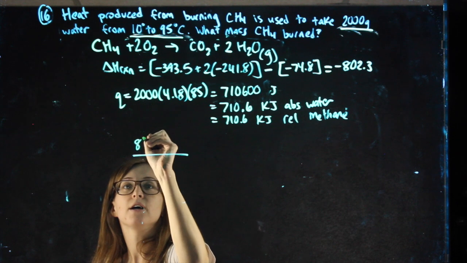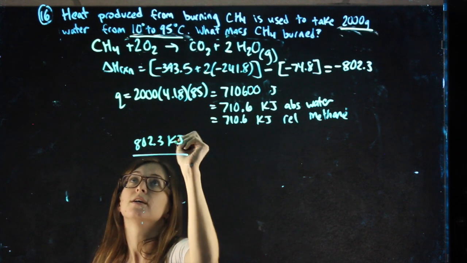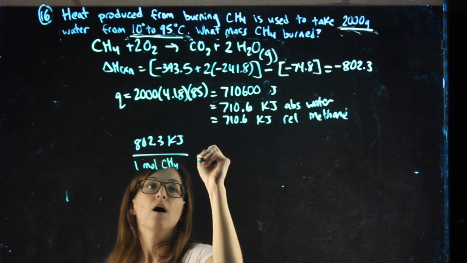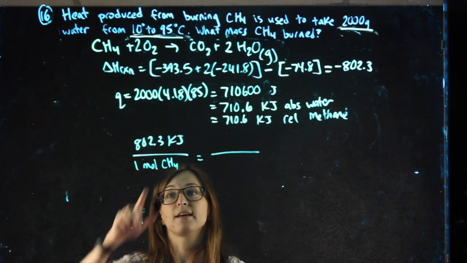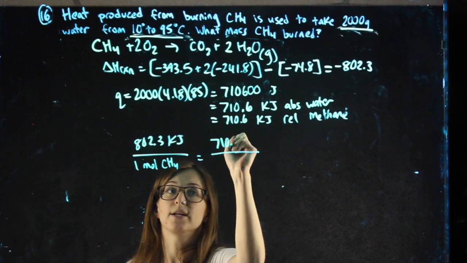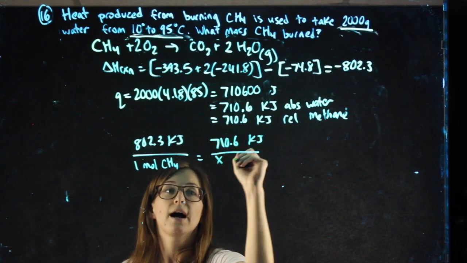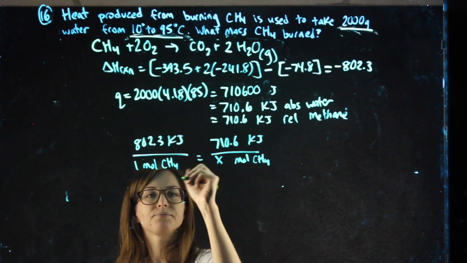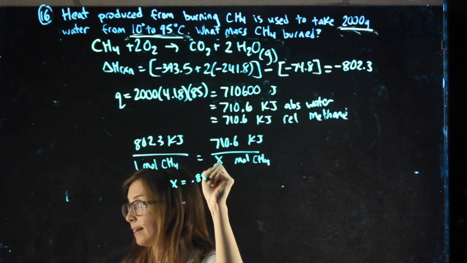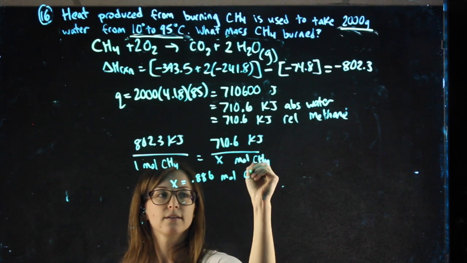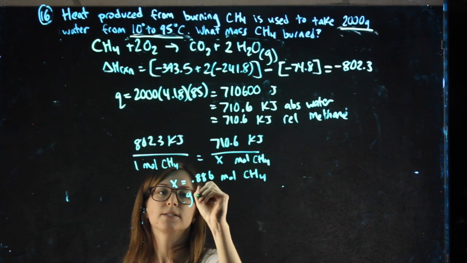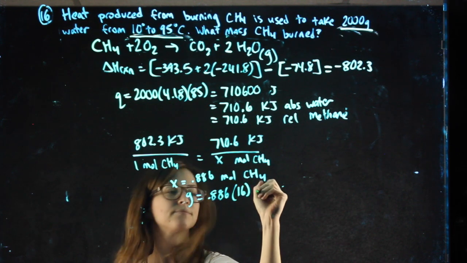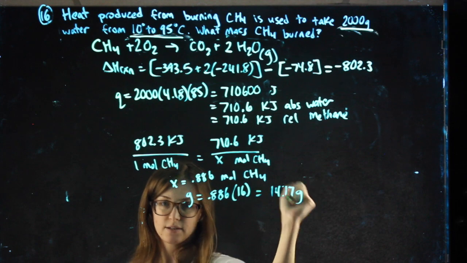So, 802.3 kilojoules is if I use exactly 1 mole of methane. Obviously, I didn't use exactly 1 mole of methane because I only need 710.6 kilojoules. I can solve for the moles of methane then by cross multiplying. I get 0.886 moles of methane. Grams equals moles times molecular weight of methane, or 14.17 grams.